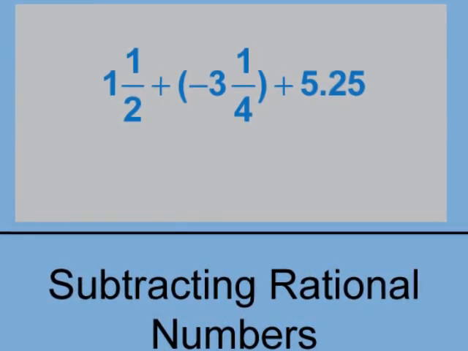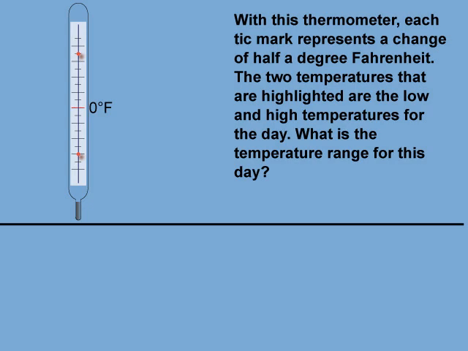With this thermometer, each tick mark represents a change of half a degree Fahrenheit. The two temperatures that are highlighted are the low and high temperatures for the day. What is the temperature range for this day? Turn the thermometer into a horizontal number line and label the points on the number line.